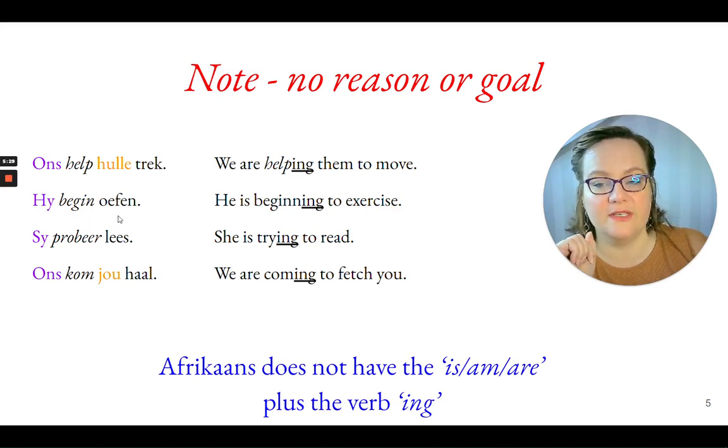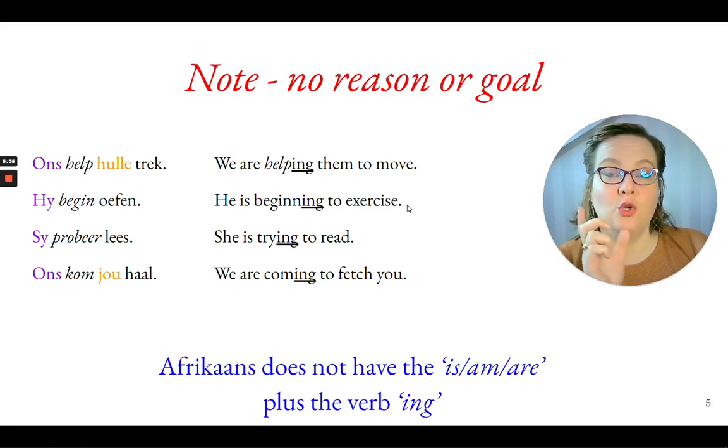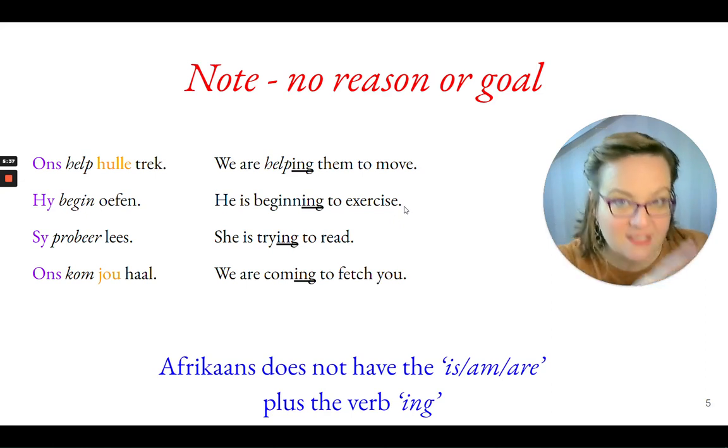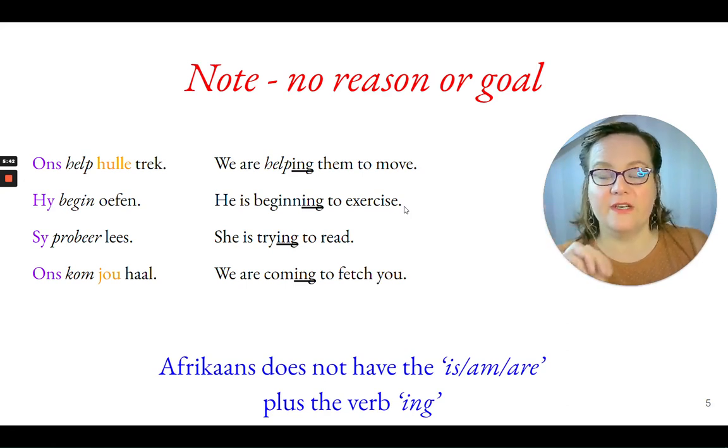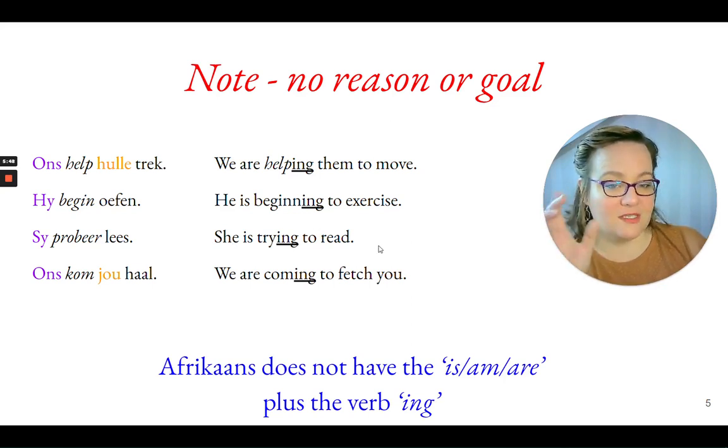Hy begin oefen. He's beginning to exercise. So he is beginning to exercise to lose weight. That's the reason that you can add to the Afrikaans: om gewig te verloor. Sy probeer lees. She's trying to read. See, no, there's no reason. So there is a to.